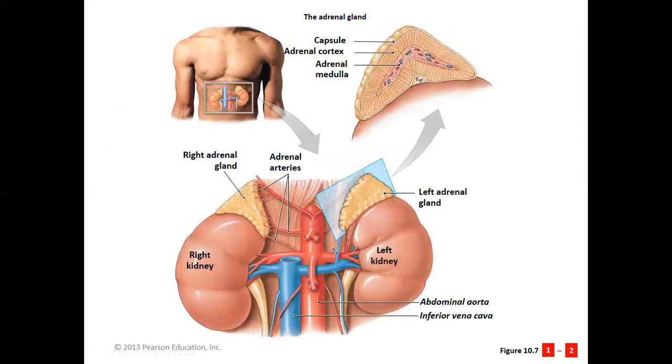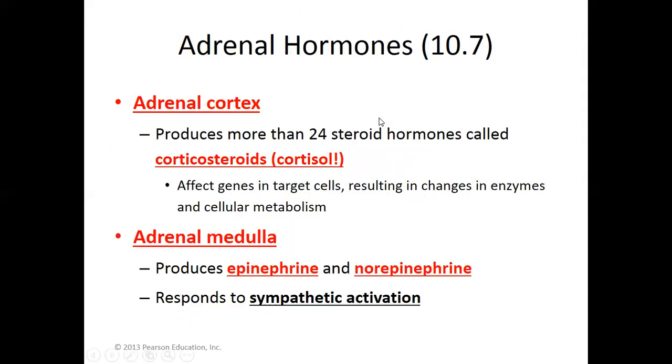Well, now we're going to talk about the cortex. The cortex has a bunch of zones. The adrenal cortex can produce more than 24 different steroid hormones. Remember, steroid hormones, which we talked about very briefly in the last lecture, can pass through cell membranes because they're lipid derivatives. So they're a lot like the lipid membrane of cells, and steroid hormones can get easily through it.